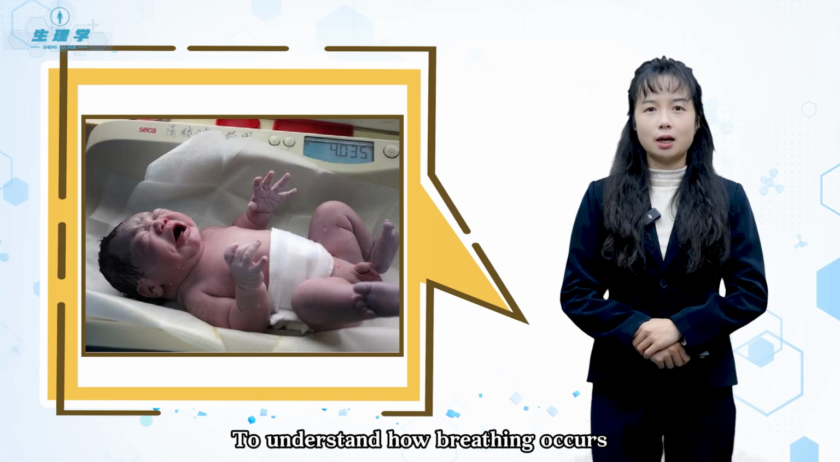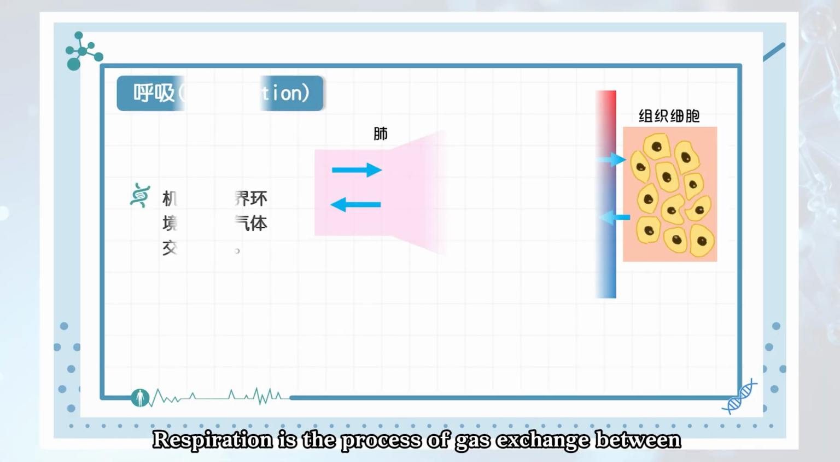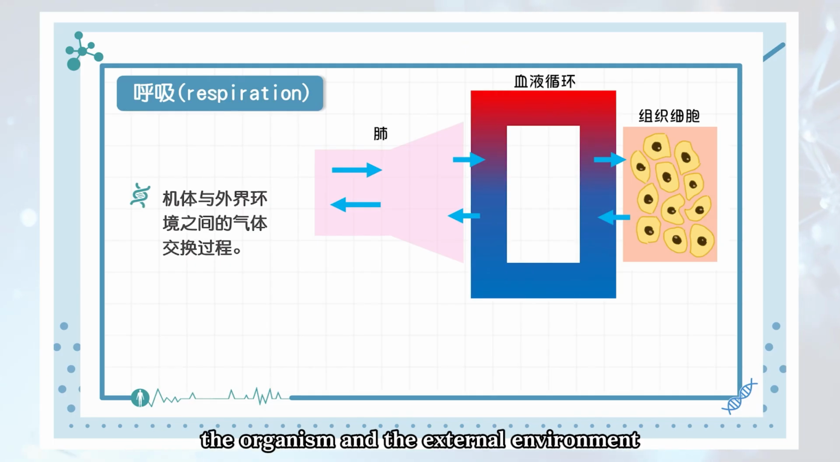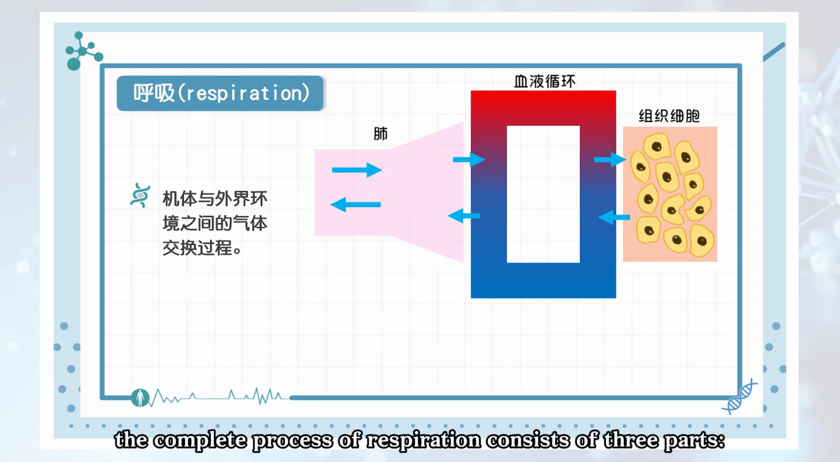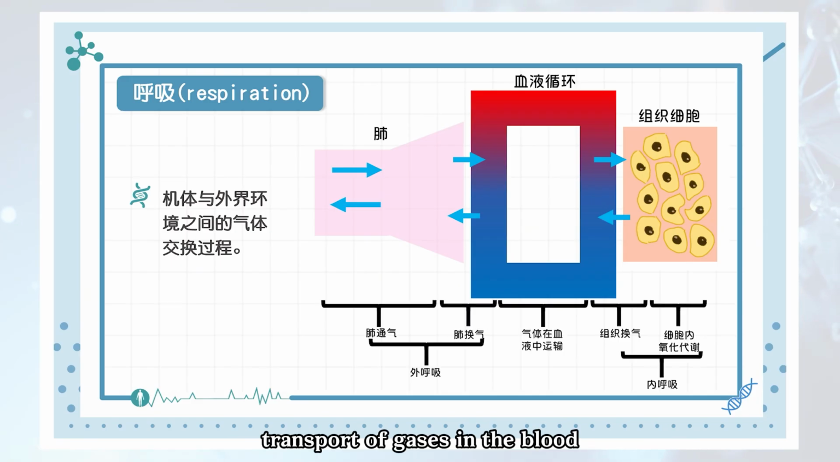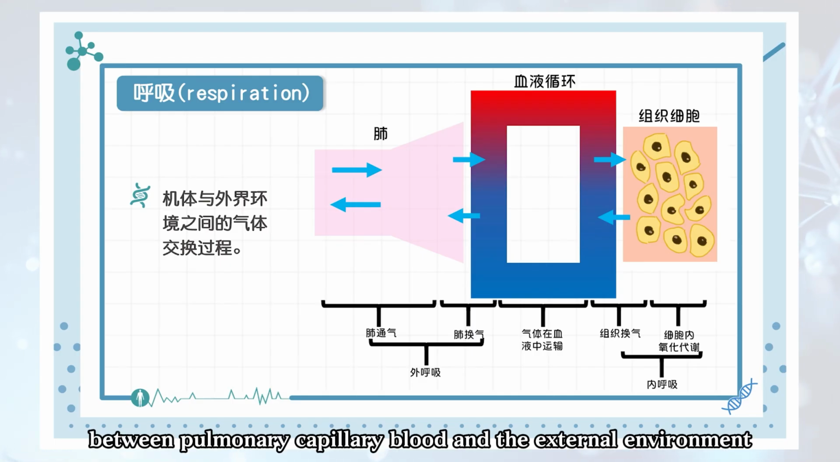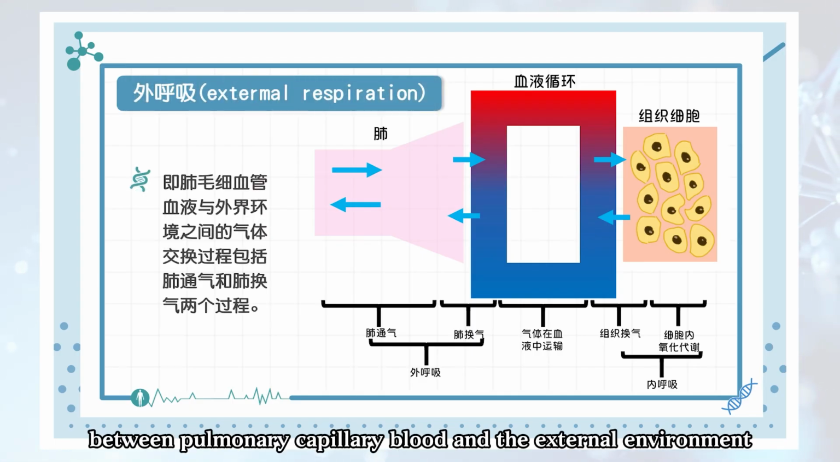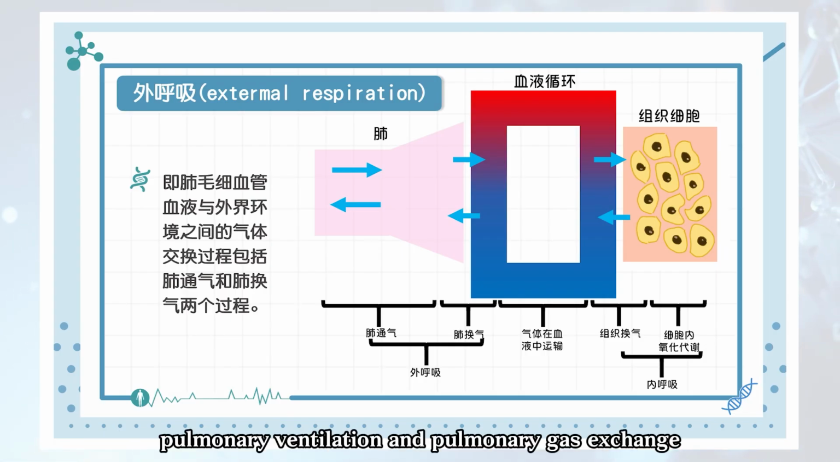To understand how breathing occurs, let's first learn what respiration is. Respiration is the process of gas exchange between the organism and the external environment. In humans and higher animals, the complete process of respiration consists of three parts: external respiration, transport of gases in the blood, and internal respiration. External respiration refers to the gas exchange process between pulmonary capillary blood and the external environment, including two processes: pulmonary ventilation and pulmonary gas exchange.